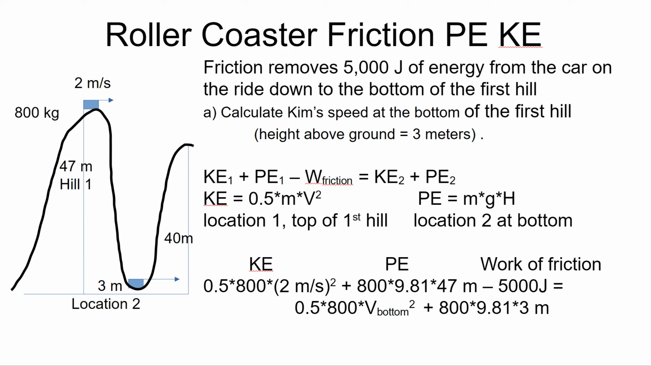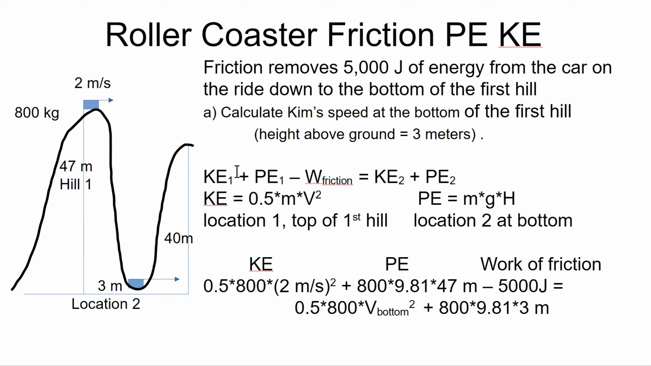So I'm going to call location 1 the top of the first hill, and we have information: 2 meters per second going across there, 47 meters above the ground as our reference level. And then location 2, I want to know what the speed is at the valley here, and that's 3 meters above the ground, and that has an unknown kinetic energy right now. We want to calculate the velocity. So we're going to conserve energy, accounting for friction.